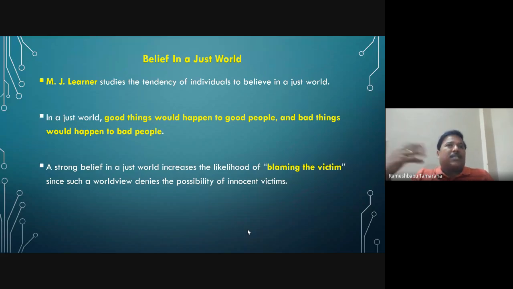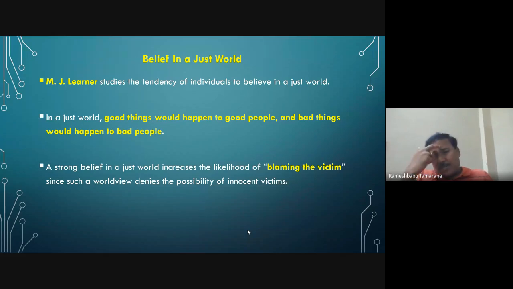So that is a kind of attribution error we have. Good things happen to good people. If anything bad happens, it is because they are bad people, just like that. So it's very prevalent in India. In most societies, we always blame the victims because we don't see the perpetrator as the actual offender, but we see that the victim has given an opportunity for the offender to act in such a way.